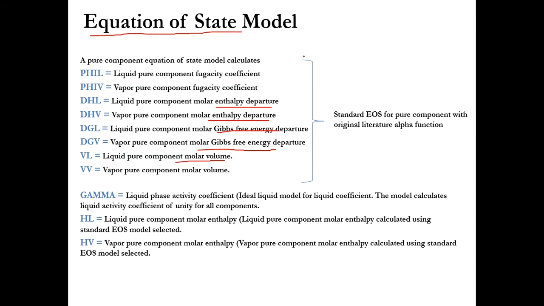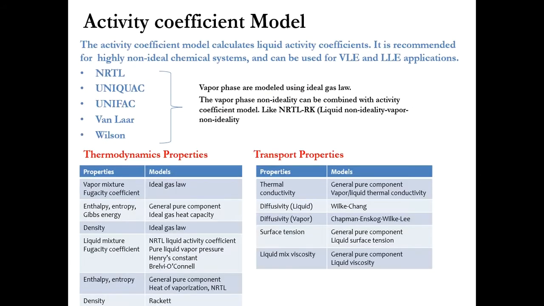are multiple models. Schwartzentruber-Renon is a special property method which is not included in equation of state, but there are different models available in equation of state. Then the activity coefficient models, which include NRTL, UNIQUAC, UNIFAC, Van Laar, and Wilson.